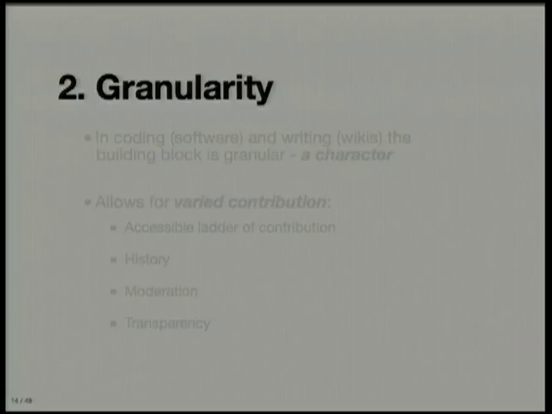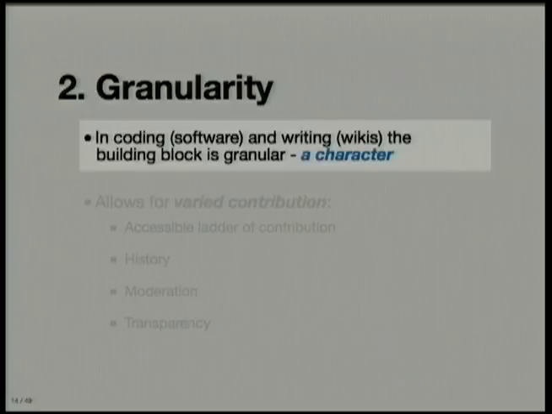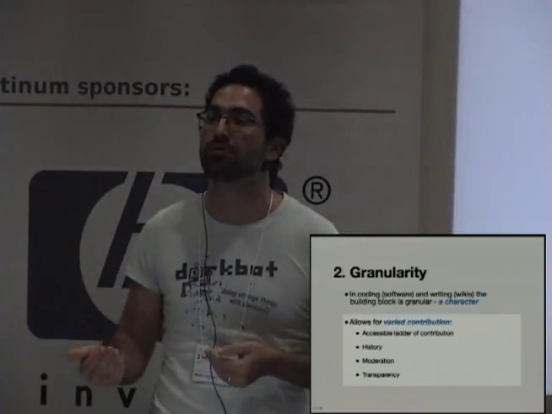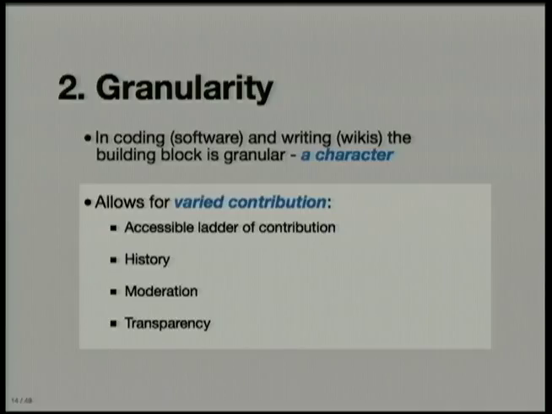The different issue is granularity. What makes coding and writing work in a collaborative fashion, to a large degree, is the granular building block. The idea that at the core, there's a character. And what do you get from the character? You get a varied level of contribution. Basically, there's a very accessible ladder of contribution. If we're taking a wiki, for example, I can contribute to a wiki by fixing a typo, and I can contribute by writing a whole set of articles. The first step is really easy. The fact that the first step is really easy is crucial.